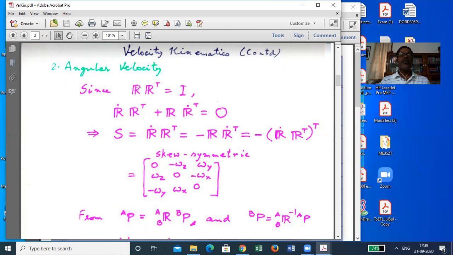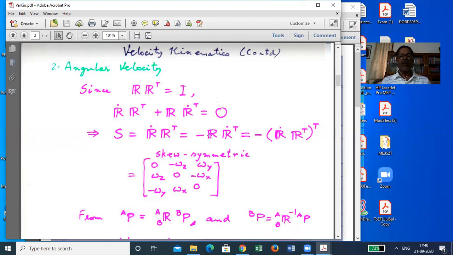The derivative of a product is the derivative of the first into the second, plus the first into the derivative of the second. We do that: R dot into R transpose plus R into R dot transpose equals the derivative on this side. This is a constant matrix, so its time derivative will be zero. And then you call the first term S. It's just a notation, call it whatever you like. R dot R transpose will be the negative of the other term.